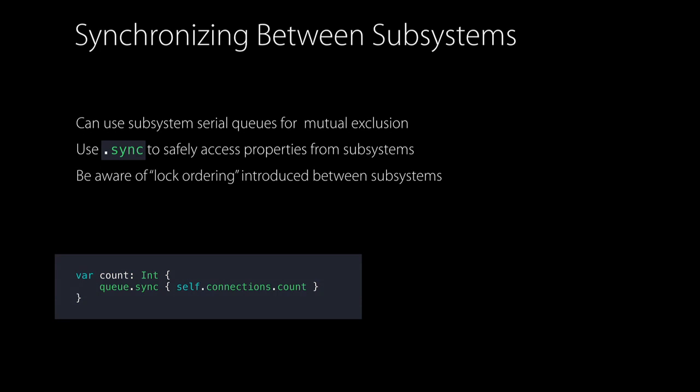However, you have to be careful when you start to introduce this pattern, because you start to introduce a lock ordering graph between your subsystems. Now, what does that mean? Well, if you have the subsystems that we had before, and you sync from one place to another, and then to another, and then finally you end up syncing back to the first one, well, now we have a deadlock. Pierre's going to come and talk about deadlocks later on in this talk.